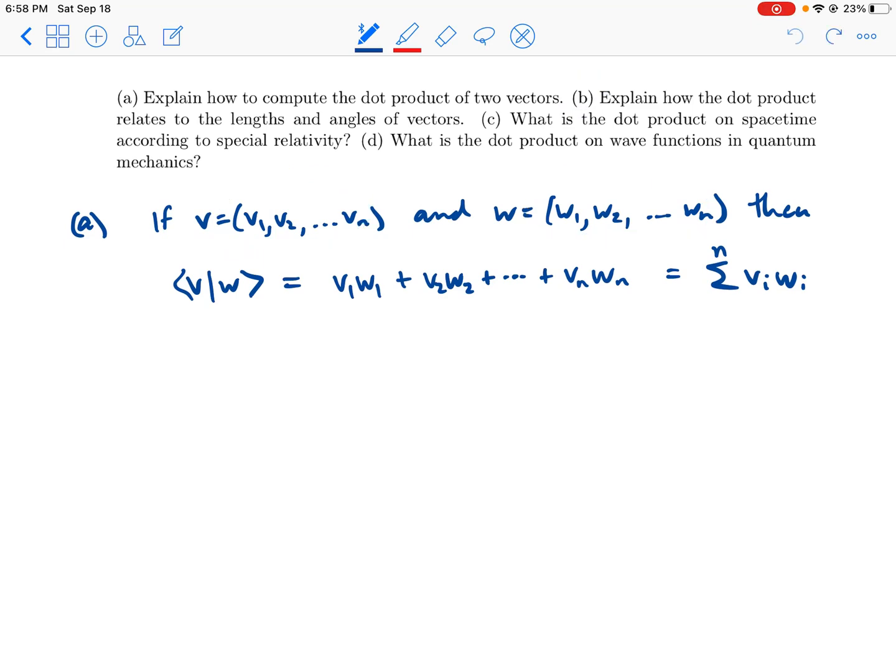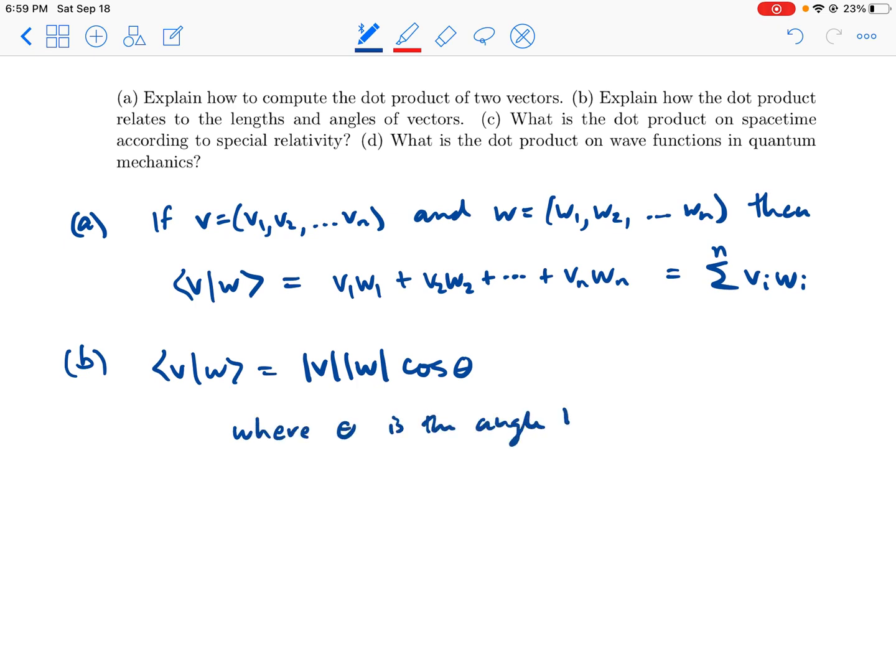B. Explain how the dot product relates to lengths and angles. How does the dot product relate to length and angle? Well, v dot w is equal to the length of v times the length of w times the cosine of the angle between them. And I'll just explain my symbols, where theta is the angle between v and w.